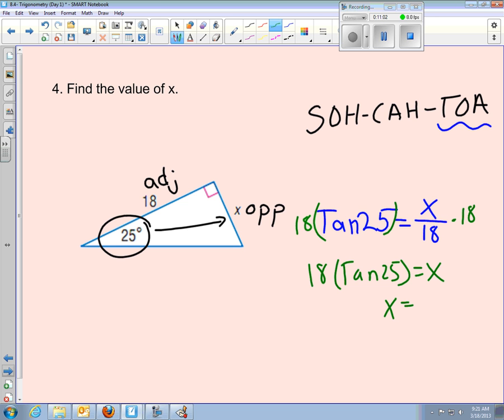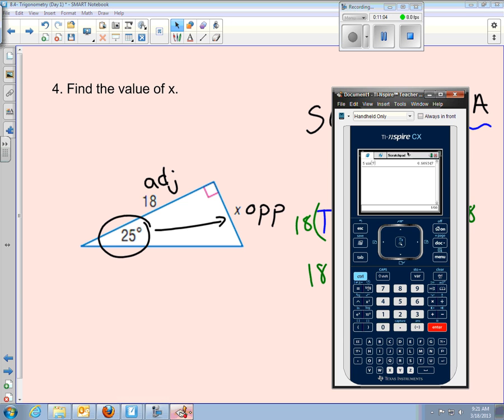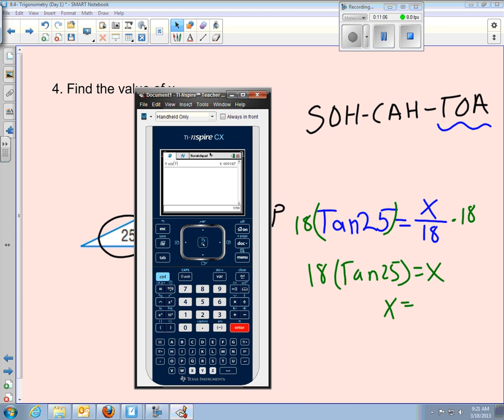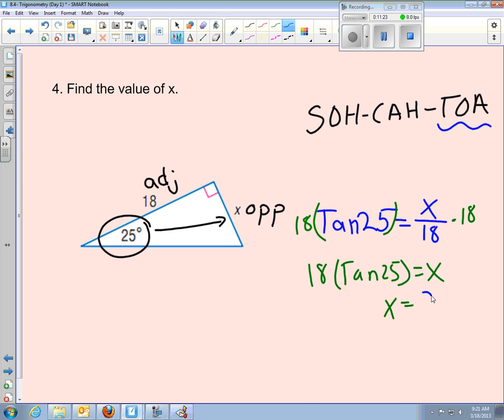So let me grab my calculator here. I'll move it over so we can look at what we're doing. All right, we're going to take 18 times the tangent, so make sure you're pulling tangent this time. All right, of 25. If we hit enter, we get 8.39. Let's round that to 8.4. If we look here, there was no label, so our answer is just that 8.4.